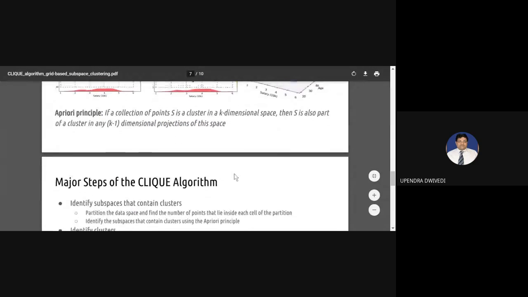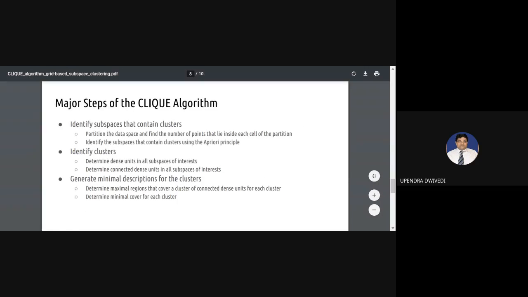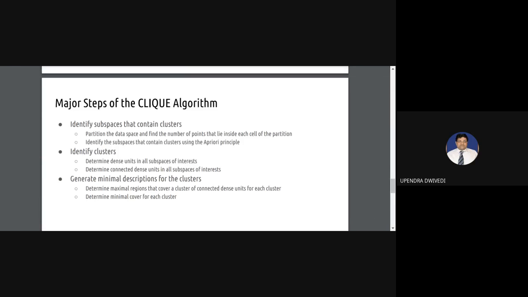These are the major steps in the CLIQUE algorithm. First, it identifies the subspaces that contain clusters. In order to identify the subspaces, it partitions the data space and finds the number of points that lie inside each cell of the partition. It applies the Apriori principle to find the subspaces that contain clusters. Then it identifies the clusters: it determines the dense units in all subspaces of interest and determines the connected dense units in all subspaces of interest.